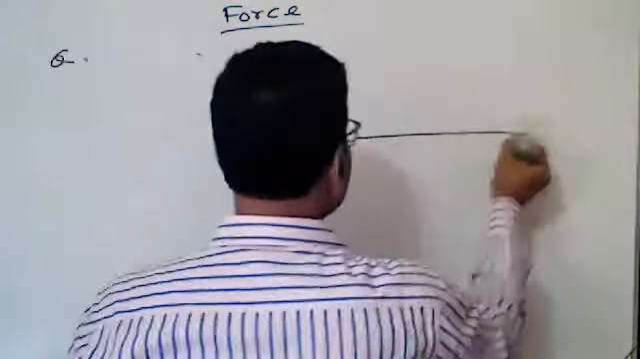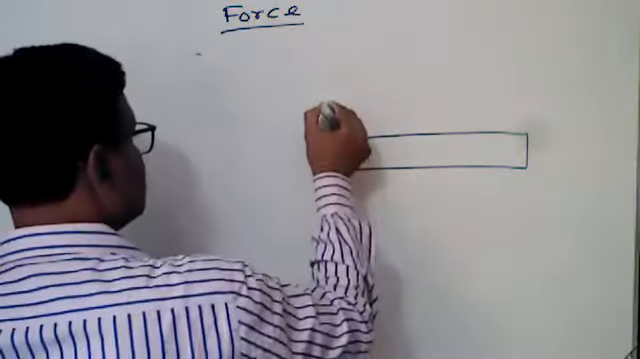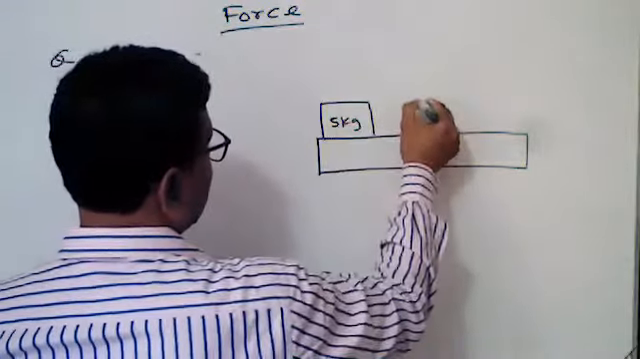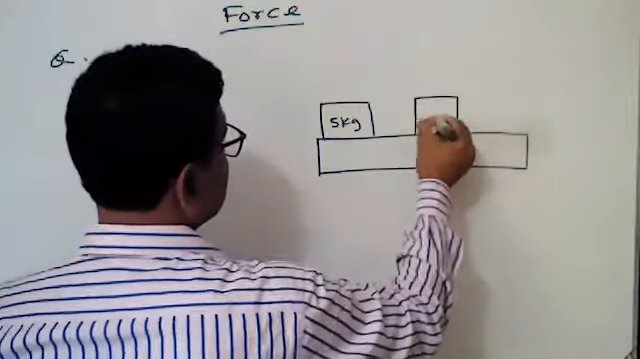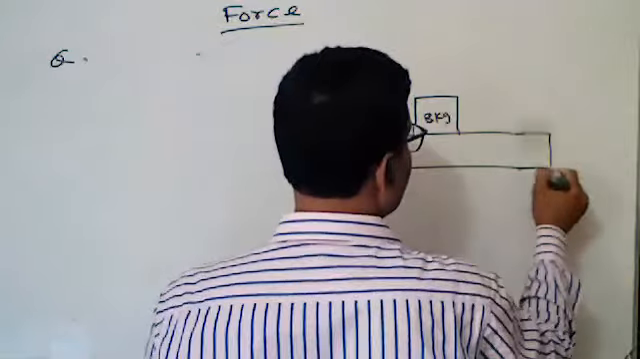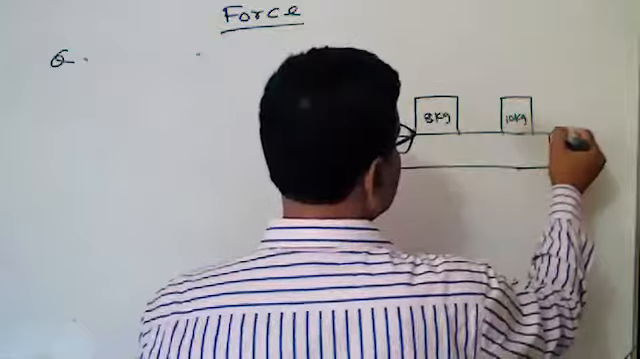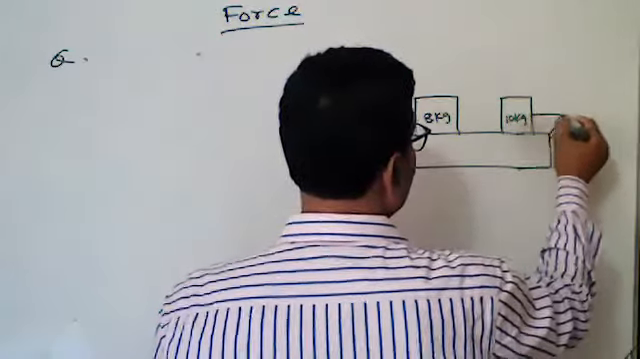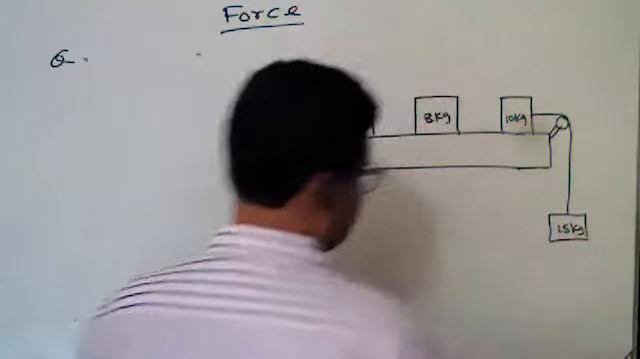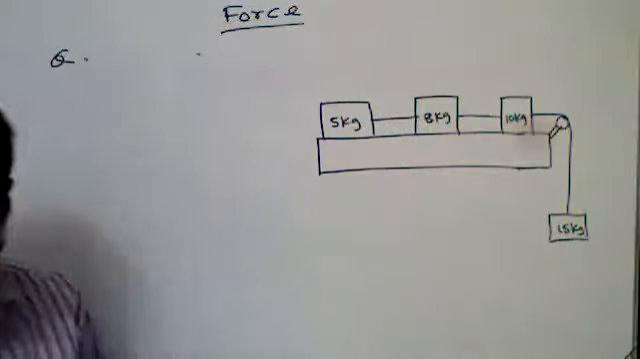Suppose there is a surface. Okay. Here is a mass. This is the 5 kilogram. Here is a mass. This is 8 kilogram. And here is a mass. This is 10 kilogram. And here is a pulley. And the mass is hanging there. That is the 50 kilogram. The masses are connected to each other.